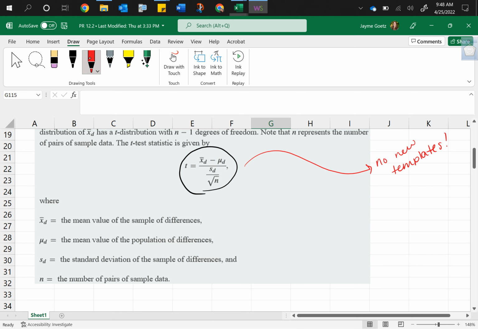Now, here I have this x bar sub d. That stands for the mean value of the sample of differences. So x bar is still the sample mean, but that sub d means that we're talking about the sample of differences. The same thing with mu sub d, the mean value of the population of differences. S sub d is the standard deviation of the sample of differences. And then finally, n is just going to be the sample size, just like normal.